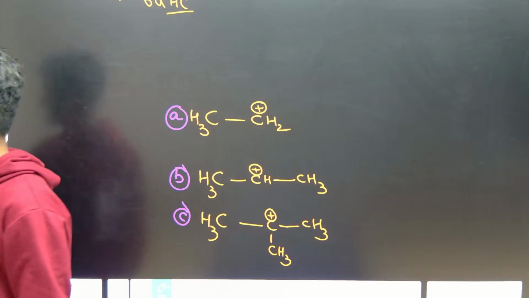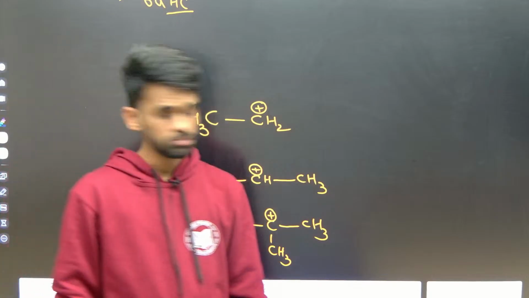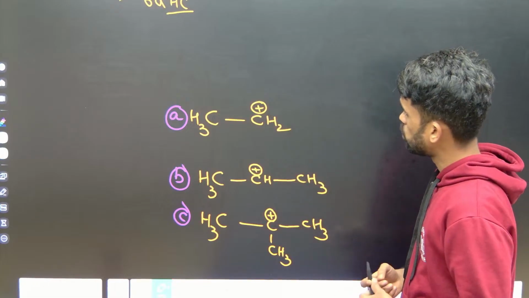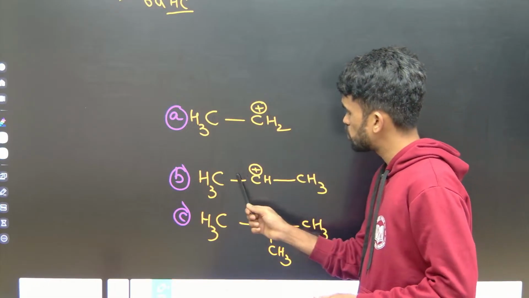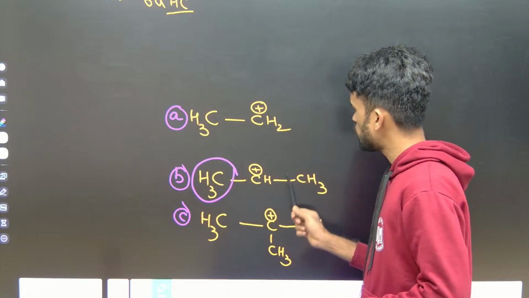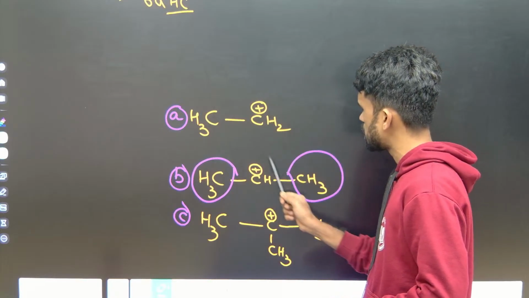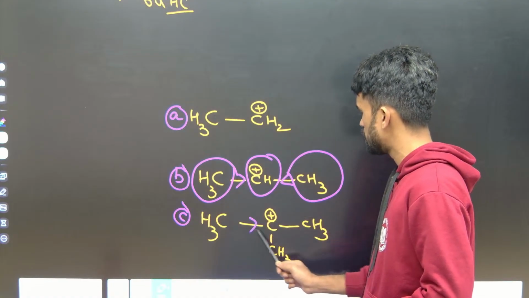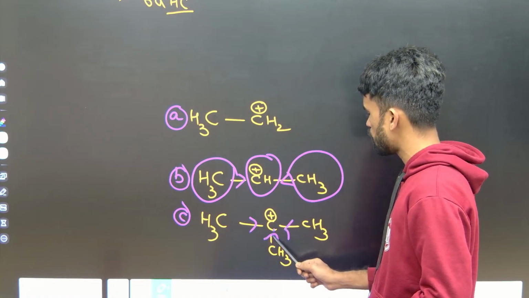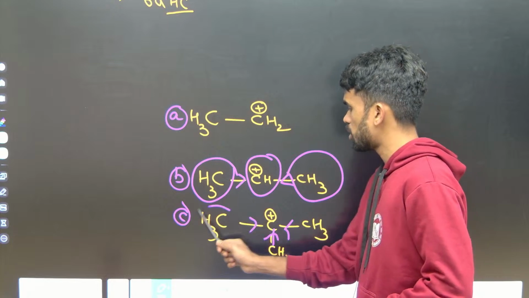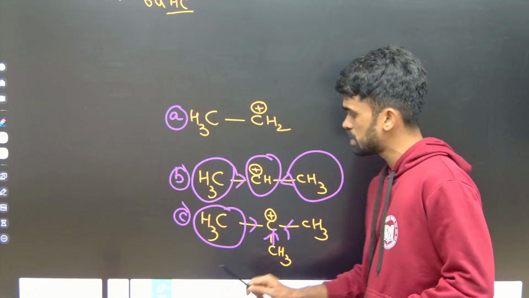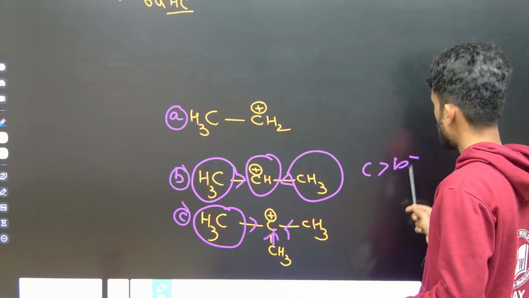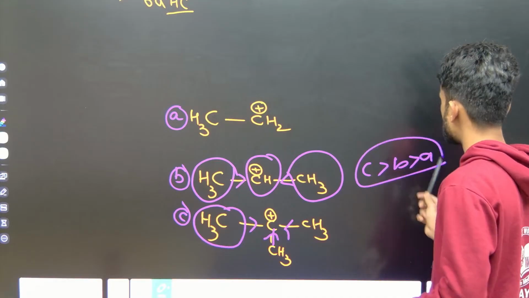Yes, anyone here? See here, all of them are carbocations, but we know that if adjacent groups are alkyl groups, then that will be more stabilized because it is electron deficient. So here 2 alkyl groups are there, here 3 are there. Where there is a greater number of alpha hydrogens or adjacent alkyl groups, there it is more stable. So C, B, A, that's it. This is how you can answer this first question.